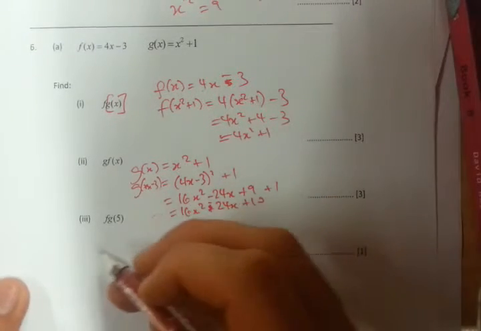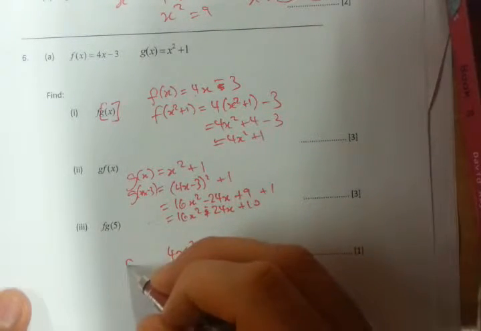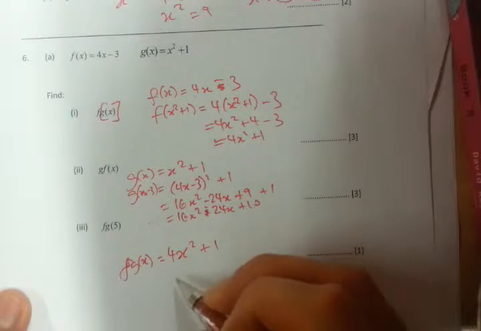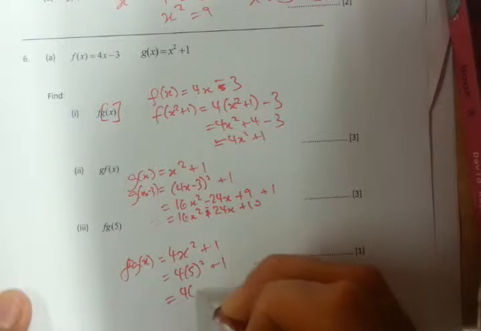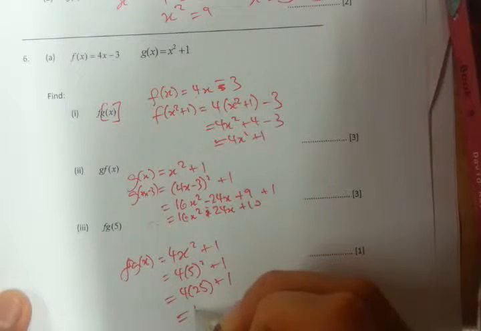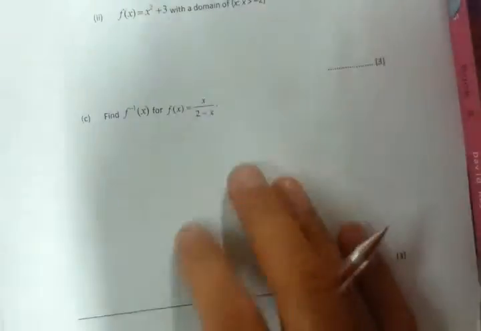Now, fg of 5. Well, we know what fg of x is. It's 4x squared plus 1, so we can just use that. So this will just be 4 lots of 5 squared plus 1, which is 4 lots of 25 plus 1, which is 100 plus 1, which is 101. You don't have to do all that working, but you get the idea.